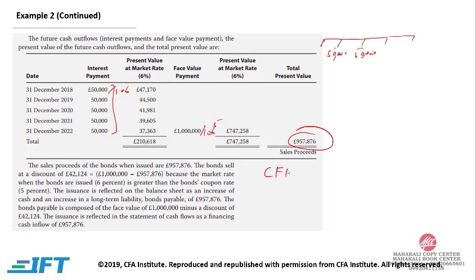So our cash flow from financing will again go up by 957,876, and the balance sheet long-term liability, so long-term liability bonds payable, will also go up by 957,876. And the bond sells at a discount of 42,124. So the par value or the face value was 1 million, but at time zero we are able to get 957,876, and we have a discount of 42,124.